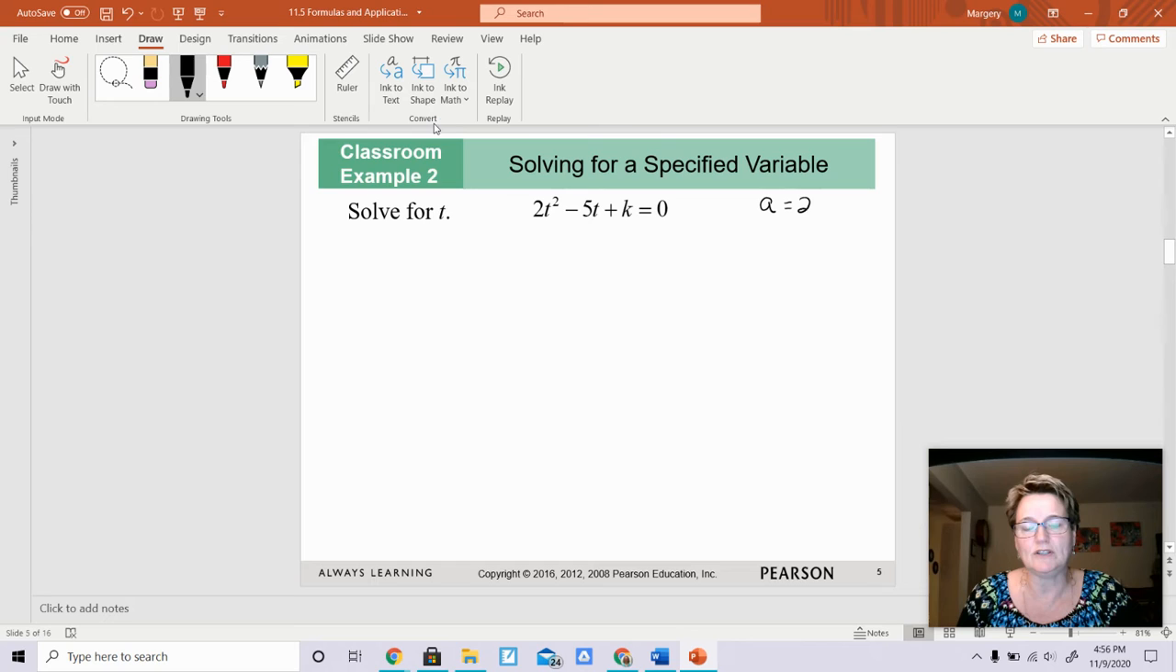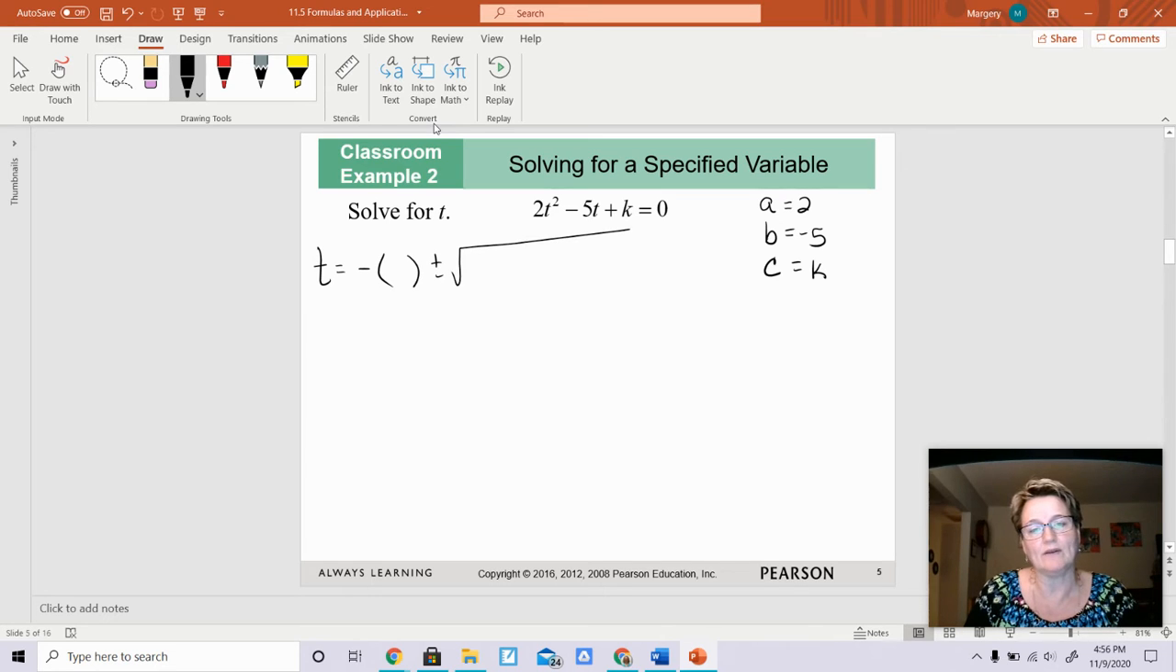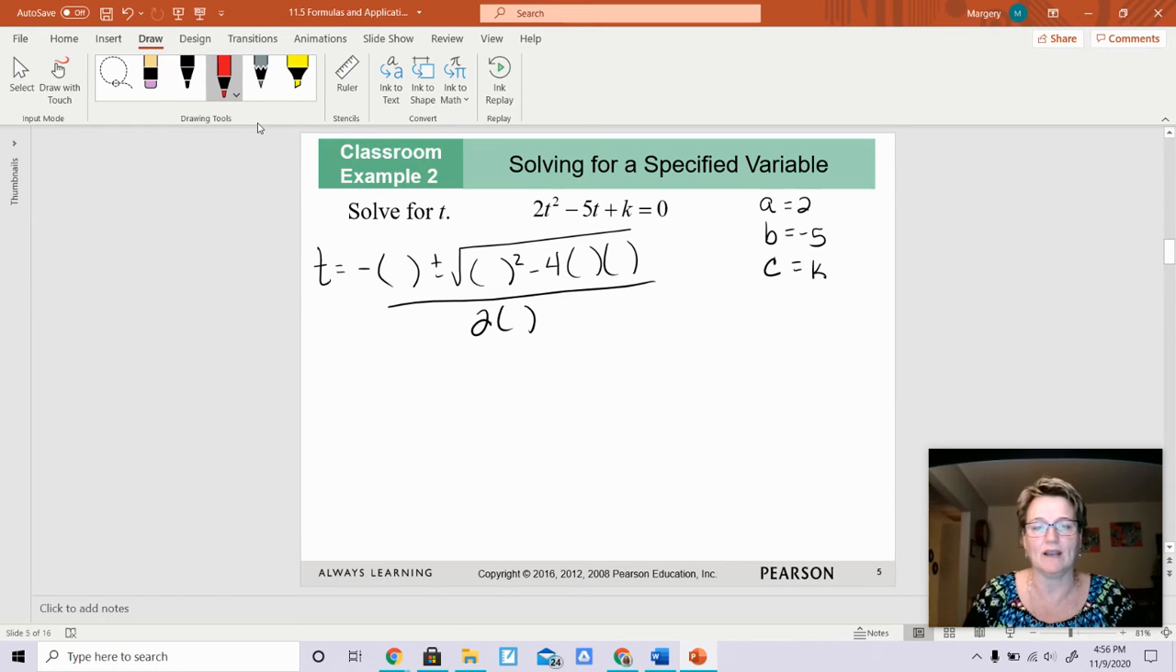So a equals 2, b equals negative 5, and c equals k. K is my constant. So I'm going to go t is equal to negative b plus or minus the square root of b squared minus 4ac all over 2a. So all we have to do is plug and chug. B is negative 5. A is 2. And C is K. Remember, it's just a constant.